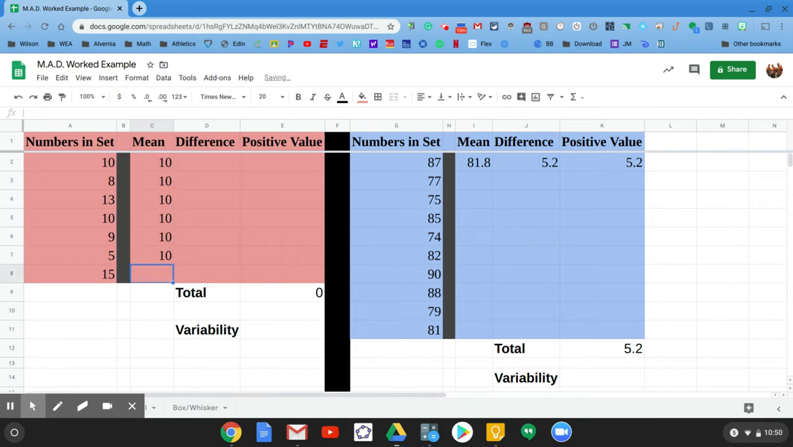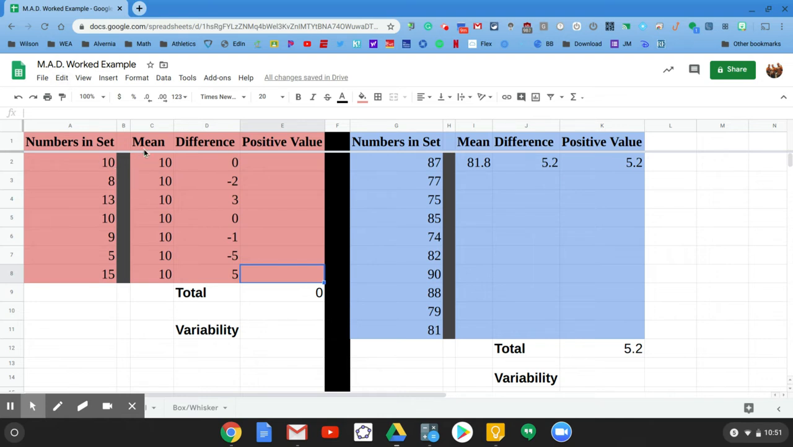The next step then is to actually calculate the difference. Okay, so in calculating the difference here, what I want to do is take my number, whatever the number in my set is, and then subtract the mean from it. So the first number, I'm going to take 10 minus 10, and we get a difference of 0. 8 minus 10 is a difference of -2. 13 minus 10 is 3. 10 minus 10 is 0. I'm going to fill in the rest of these all the way down. Now, I'm just showing you this for the algorithm that's in play.